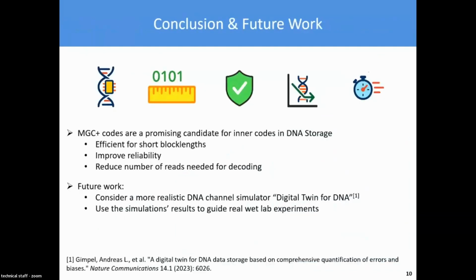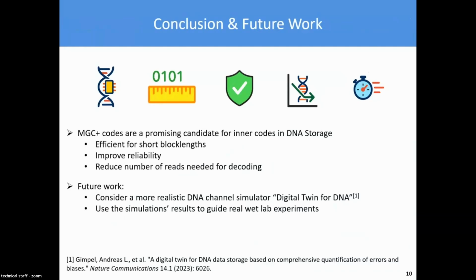To sum up, I talked about the MGC plus codes, which are promising candidates for inner codes in DNA storage. They are efficient for short block lengths, and they improve the reliability of the system, and they can reduce the number of reads needed for decoding, which is also interesting.